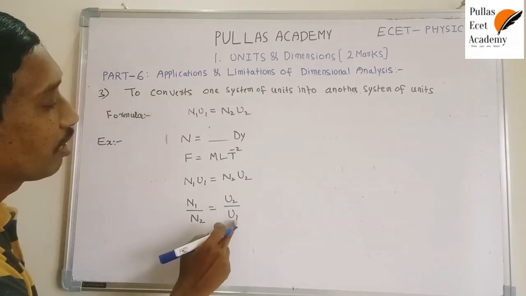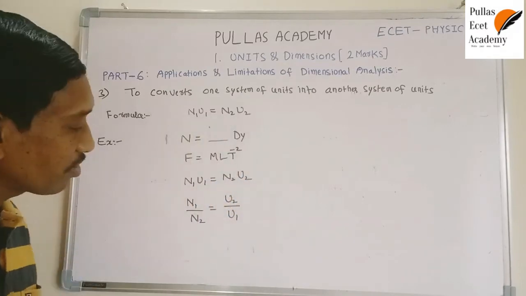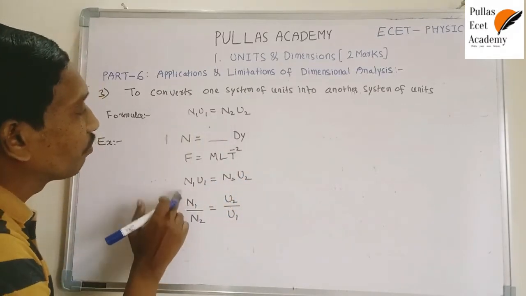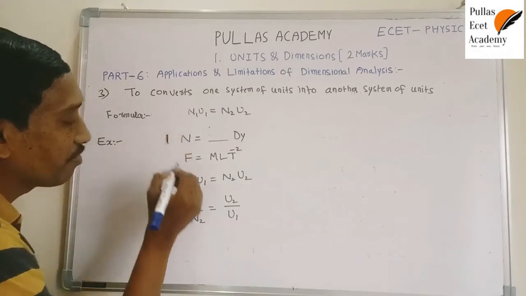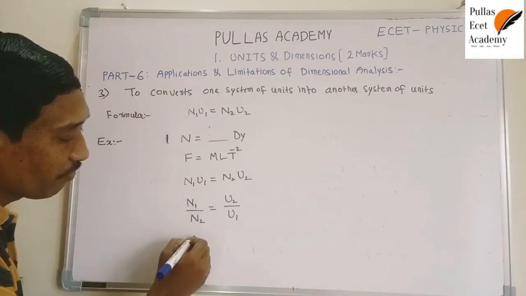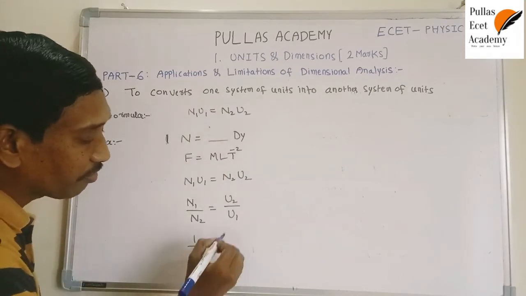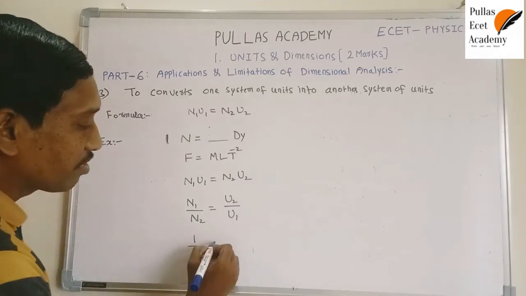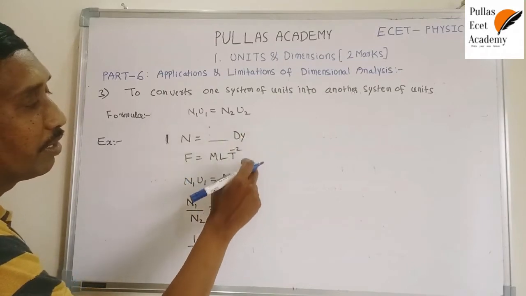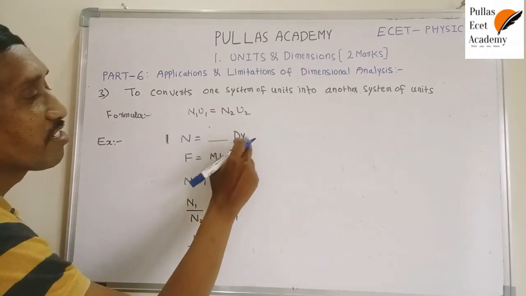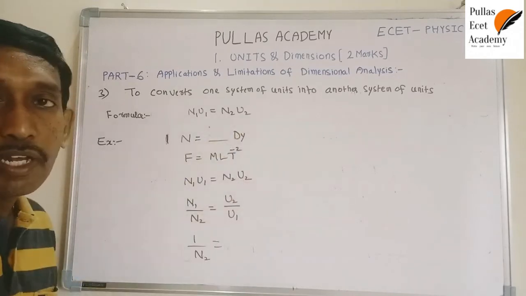u1 is the unit in the first system, and u2 is the unit in the second system. Substitute all these. n1 is a known value in the SI system. The numerical value is 1 Newton, so the numerical value is 1, a known value. That's why instead of n1 we substitute 1. We don't know n2, we have to find it out, so we write n2 as it is. Similarly, u2 stands for the unit in the second system, which is CGS, so this unit is written in dimensional form.